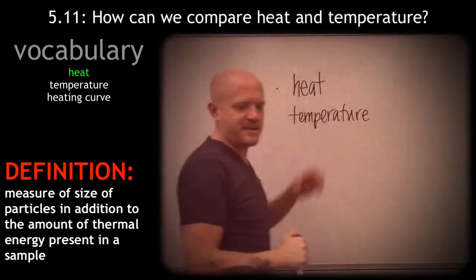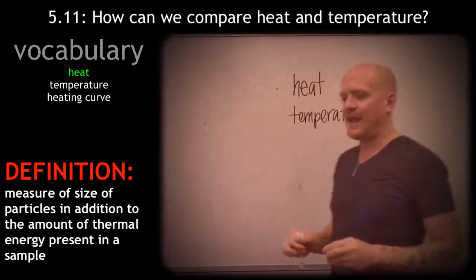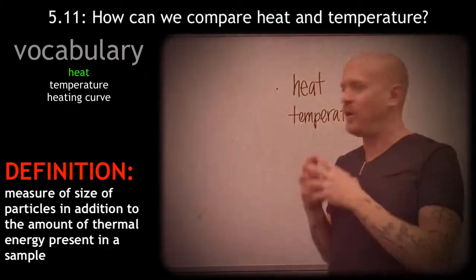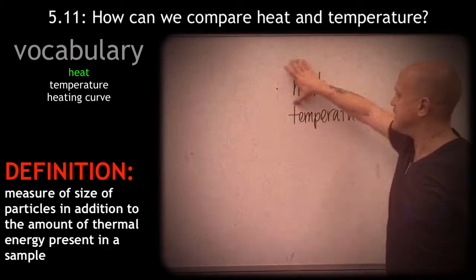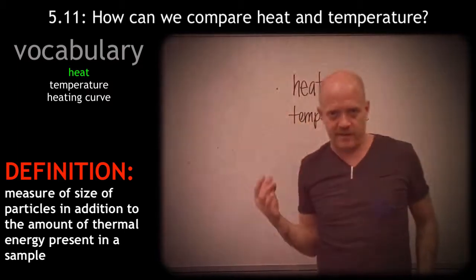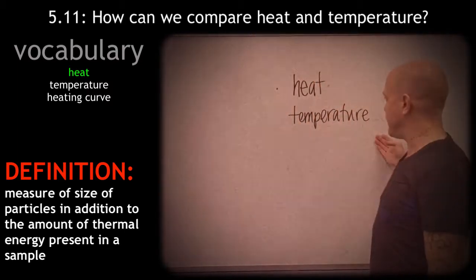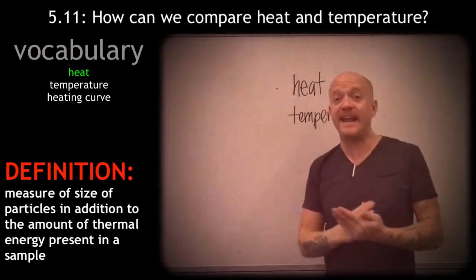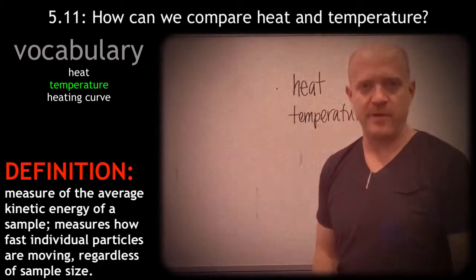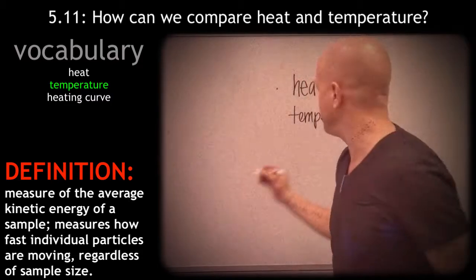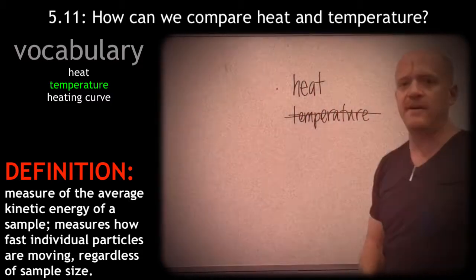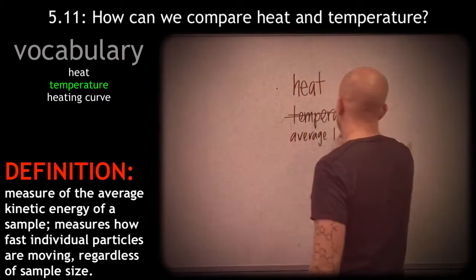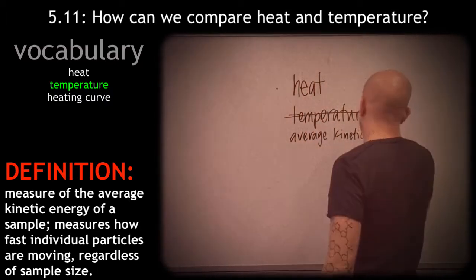So heat is a measure of the size of the particles and how much thermal energy they have. So heat is an actual measure of energy. Now temperature is simply a measure of the average kinetic energy of a sample. So anytime you see the word temperature, you're going to cross it out and write average kinetic energy.